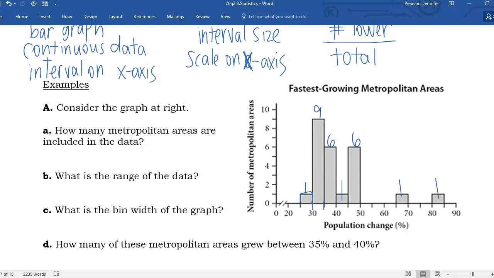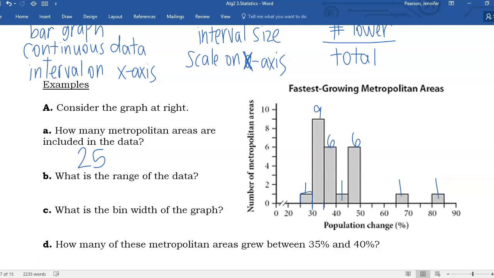So how many metros altogether? We need to add up each of those bars, okay? So 1 and 9 and 6 and 1 and 6 and 1 and 1. Looks like there are 25 metro areas included in the histogram.